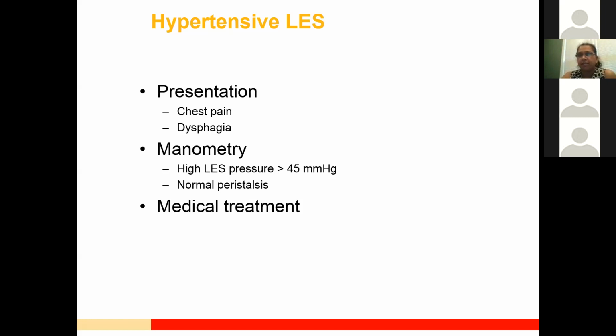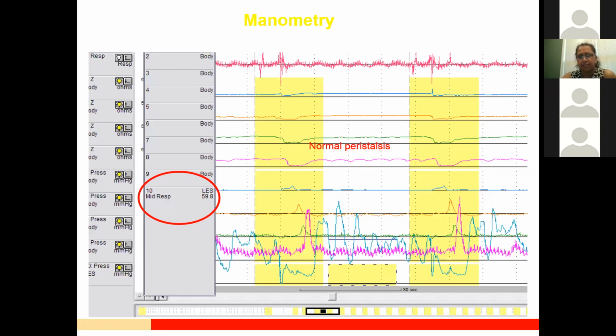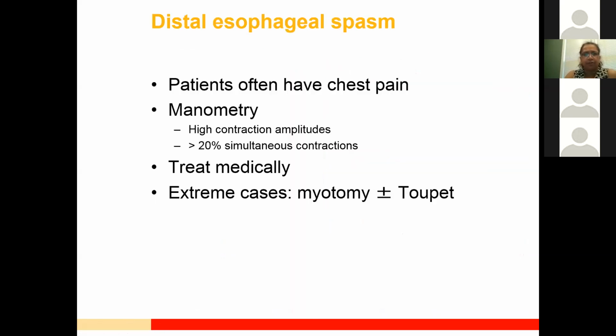Generally, it's also going to be associated with normal peristalsis, and a lot of times you're going to treat these patients medically. Again, the IRP may be in the 15 range, but usually it's going to show some relaxation. On traditional manometry, the definition would be an LES pressure, mid-respiratory, greater than 45 millimeters of mercury.